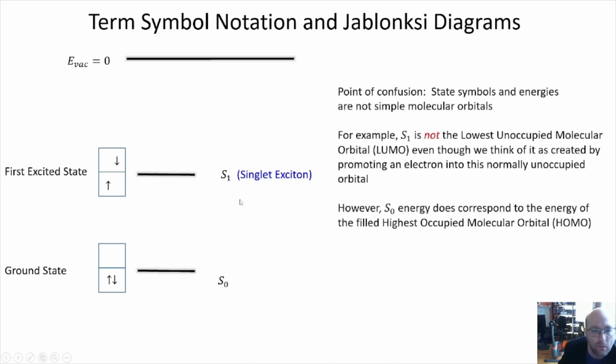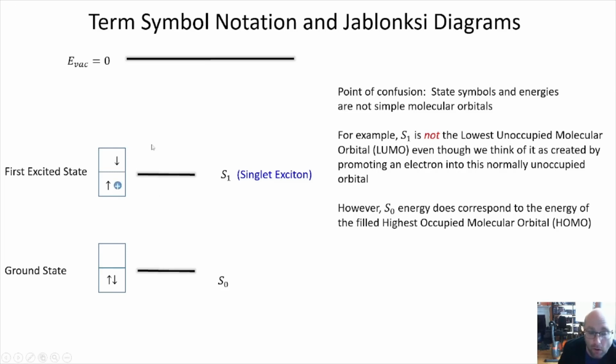Right? And so one of the points that I want to make here, which is just about terminology, is to distinguish between terms or state symbols and the molecular orbitals that go into them. Right? The S1 state is a spin up electron in the occupied orbital and a spin down electron in the unoccupied orbital. And so S1 is not the LUMO. It's not the lowest unoccupied molecular orbital. And you can understand that because we're choosing to call S1 a singlet exciton, right? And that means there's something in this diagram that's missing.